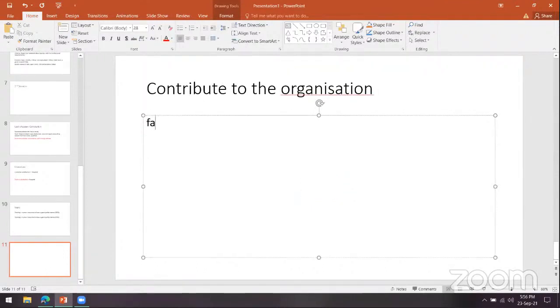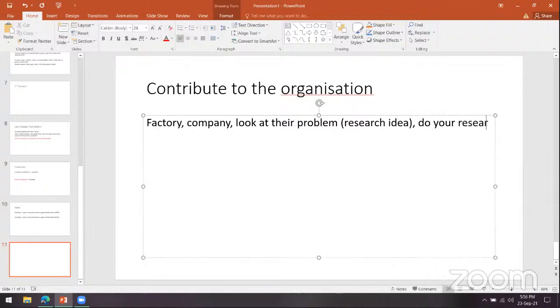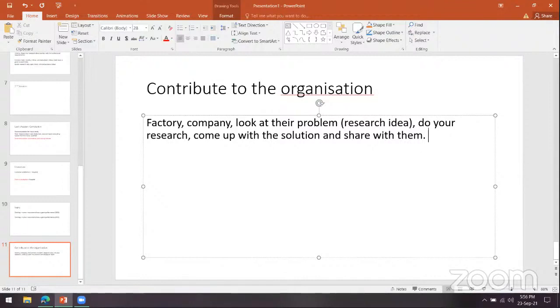So let's say you want to go to a factory or a company. You look at their problem, and this can be your research idea. After that, you do your research, come up with a solution and share it with them. That is the way that you contribute to them, or else people would think, you come to my company, have a look, spend time, waste my time, and you're not even helping me.